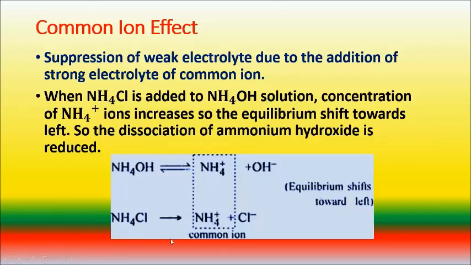Now you can see in both cases the NH4+ ion is the common ion. When you have added a strong electrolyte which has the same ion as the weak electrolyte, what happens? The dissociation of the weak electrolyte is reduced and the equilibrium shifts towards the left. This is according to Le Chatelier's principle. Where the product side concentration increases, it just returns back to the reactant side. So it will be a reversible reaction.